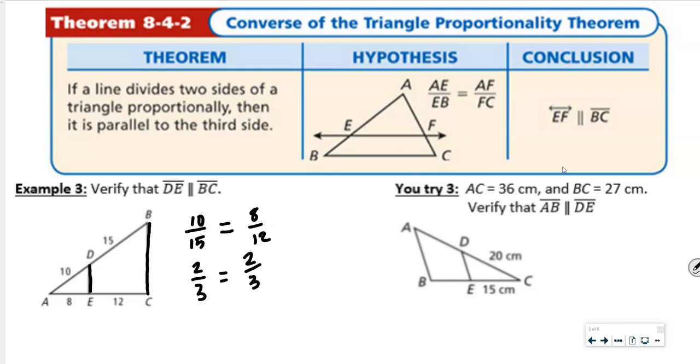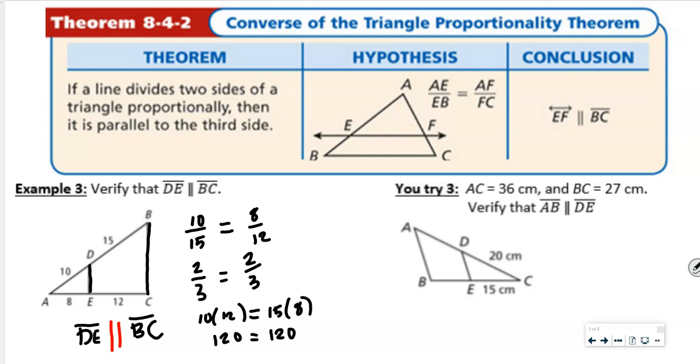Now there's another way to do this. We could cross multiply, right? 10 times 12, does that equal 15 times 8? For those of you that don't like to reduce, this is another way. This is 120, and this is also 120. So if those are equal, then yes, DE is going to be, whoops, wrong symbol, y'all, is parallel with BC. Okay? All right, let's see if you guys can do the You Try.